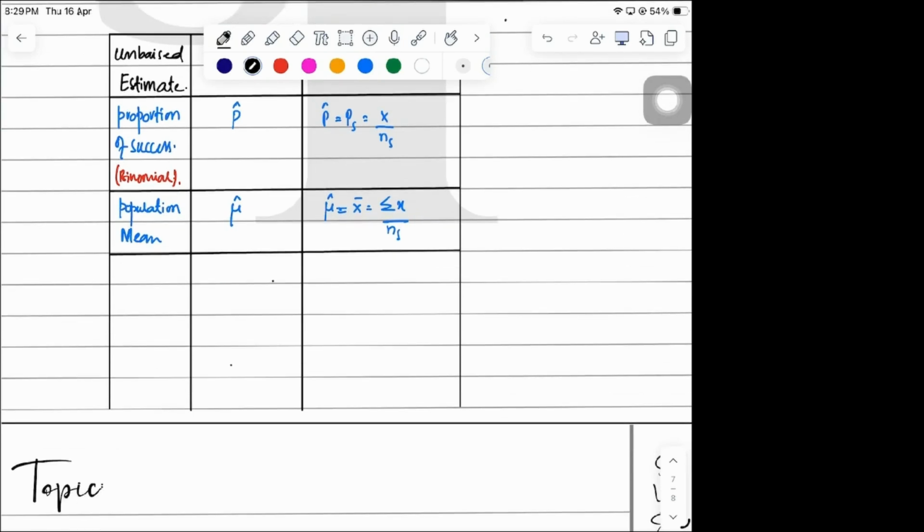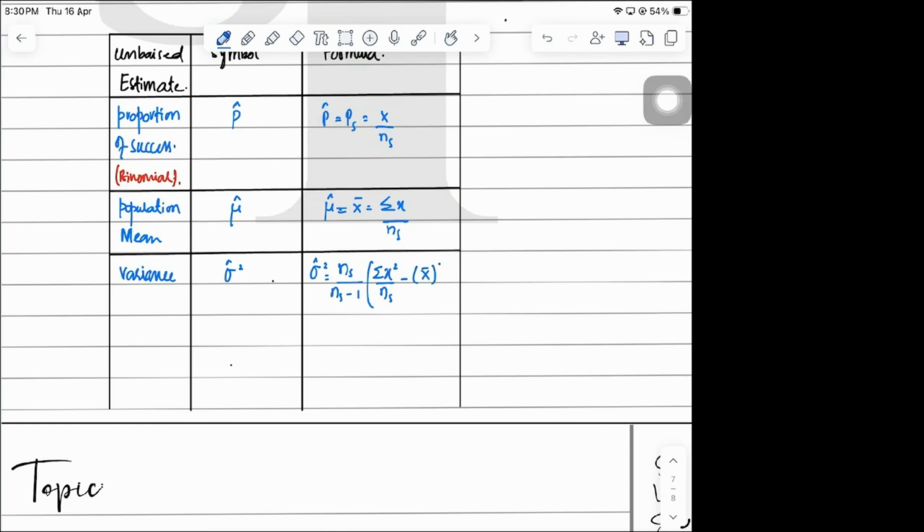And when we are dealing with the variance, it will be sigma square cap, and the formula for sigma square cap is ns over ns minus 1 times sigma x square over ns minus x bar square. And the formula for x bar is exactly this one, sigma x over ns.